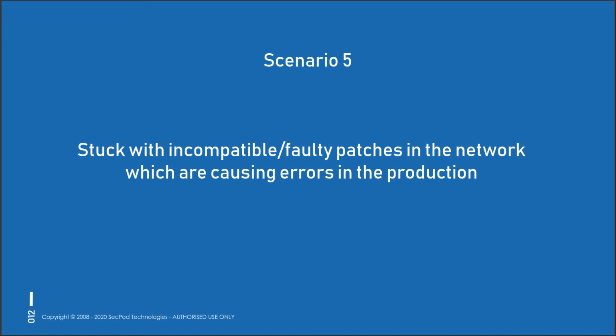Stuck with incompatible or faulty patches in the network, which are causing errors in production. So, what happens? Sometimes we might end up deploying the patch and later realize that it is not suitable in our environment or that it might cause production errors. How do we go about handling this, Smita?